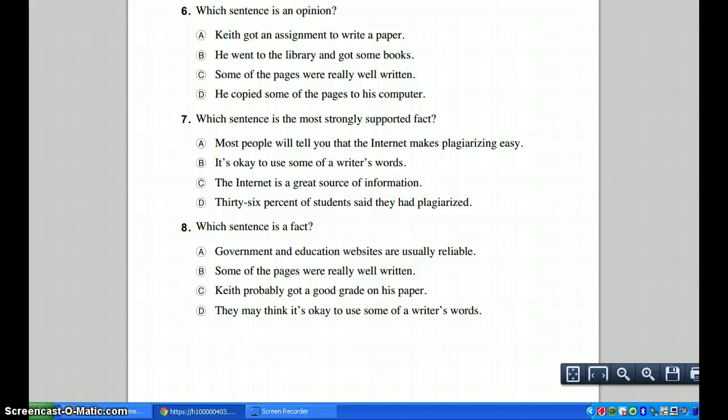Number 6, which sentence is an opinion? A, Keith got an assignment to write a paper. B, he went to the library and got some books. C, some of the pages were really well written. D, he copied some of the pages to his computer.